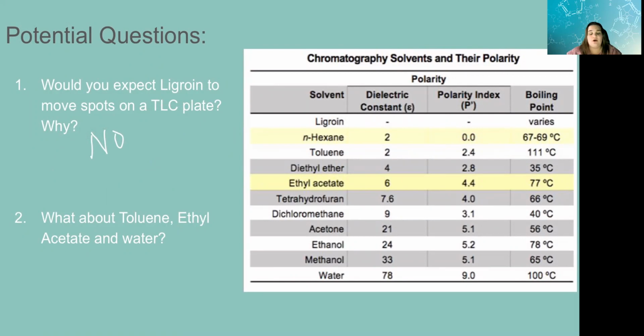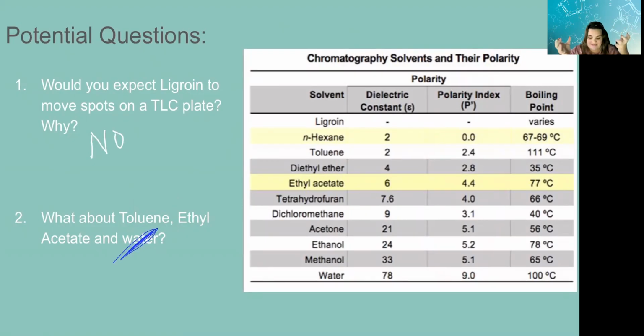Okay? That's why usually we mix it. We'll do like a 9-to-1 Lidocaine ethyl acetate. We usually mix it with something and we get a good solvent ratio. Okay? Toluene, ethyl acetate, and water. Who is the most polar out of these three? And you look at the polarity indexes, right? The higher the number, the more polar it is. So who's the most polar? Water, right? So if water is the most polar, it's going to be moving these compounds further up the plate to the point where they may even run off. So water's probably not the best solution to use.